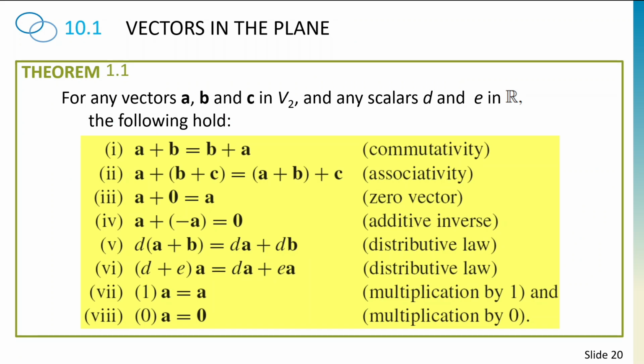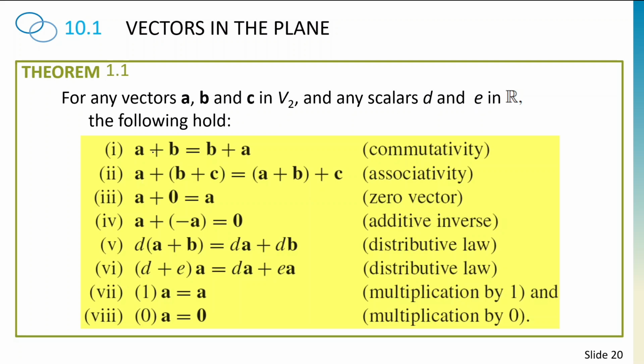Okay, now this theorem is just basic. We saw this before, even when dealing with real numbers. So they have almost the same properties as the real numbers, but these are vectors. So if I have 3 vectors A, B, and C in V2, I mean in the 2-dimensional space, and we have scalars D and E. Notice usually they write the vectors in bold. The scalars are not bold. The scalars are real numbers.